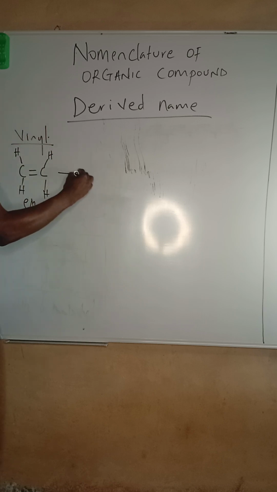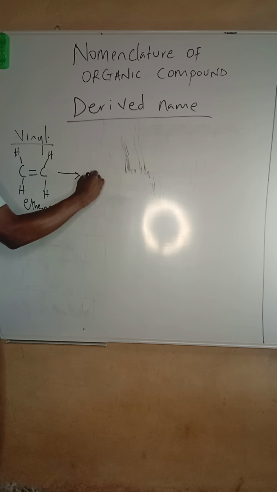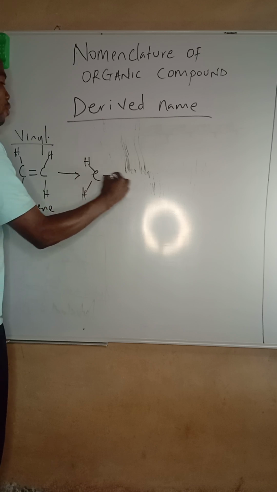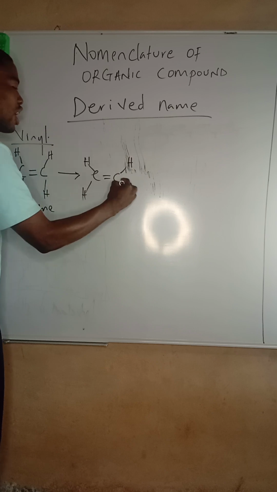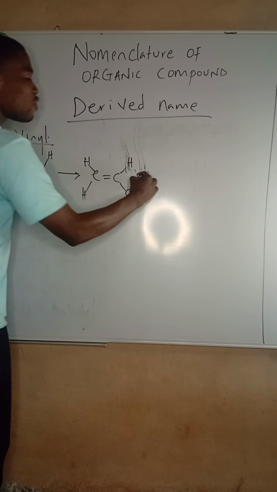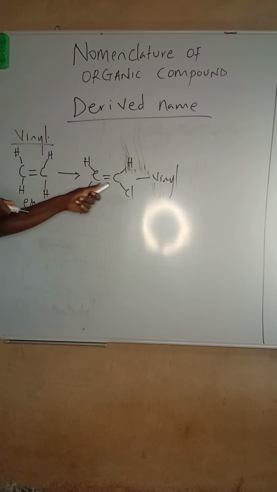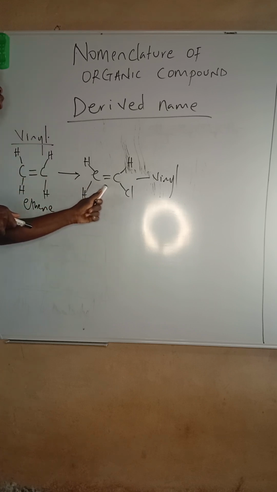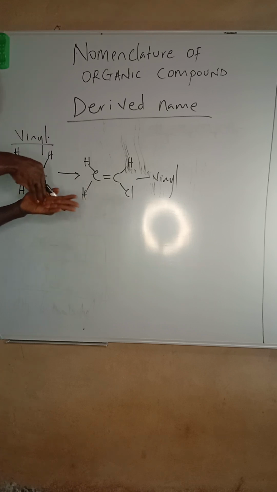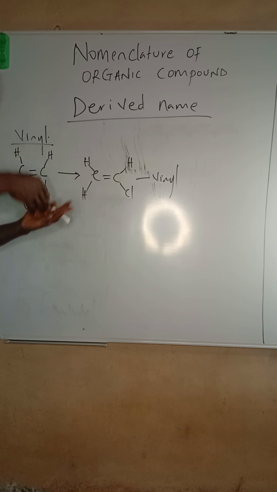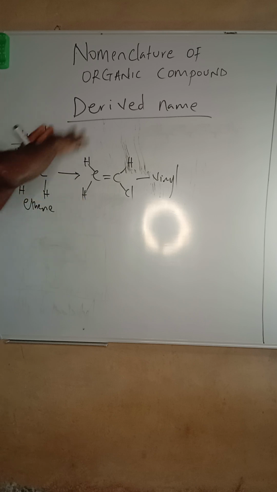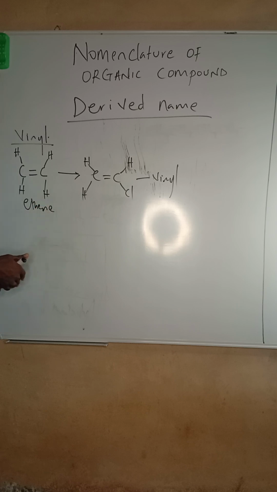So you now have something like CH2 double bond CH, and now I'm having a chloride there. This kind of compound is called a vinyl. Anytime the carbon carrying a double bond has been substituted with another group, or you remove the hydrogen from it, the compound you get is called a vinyl.